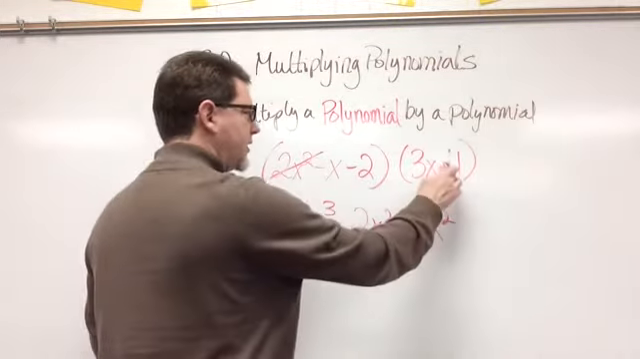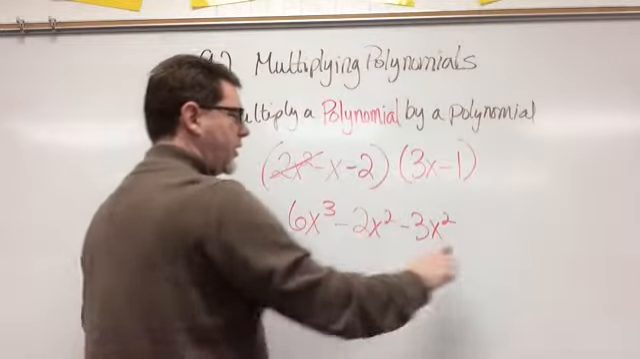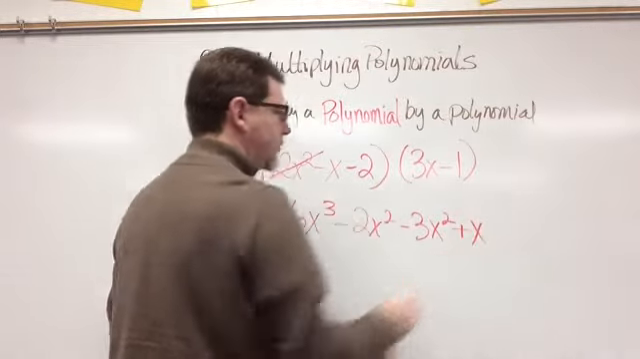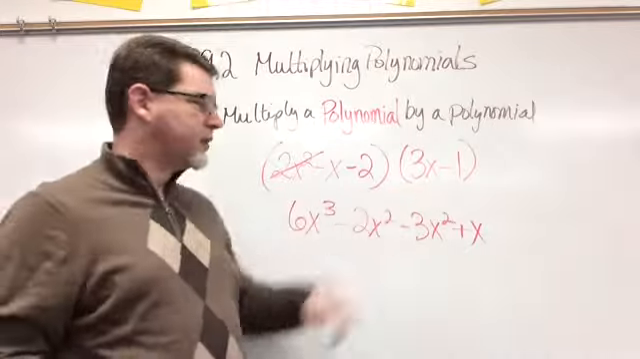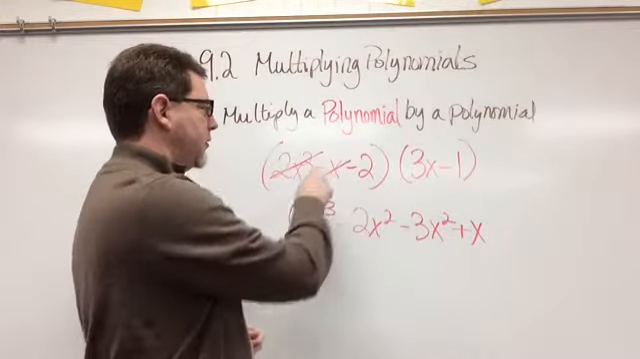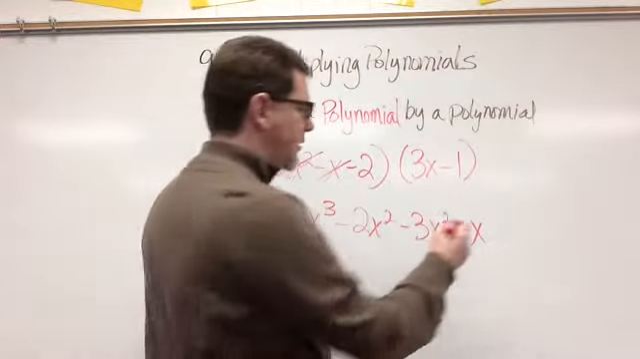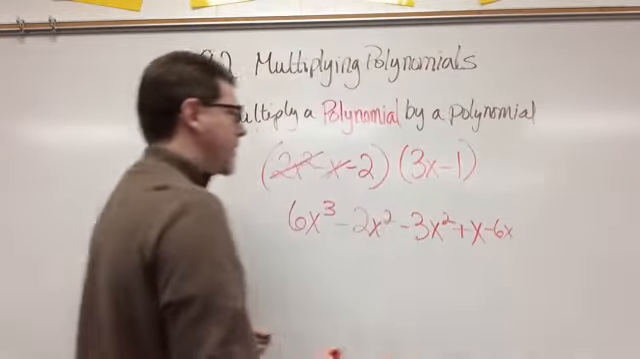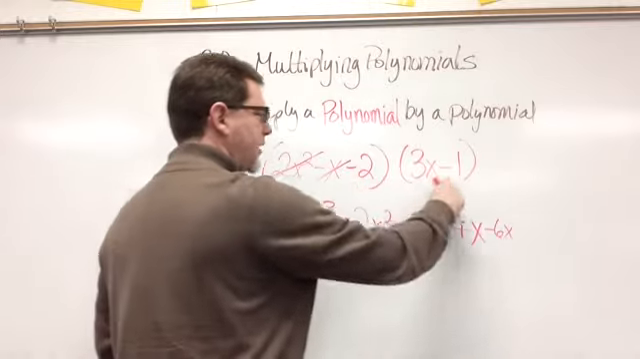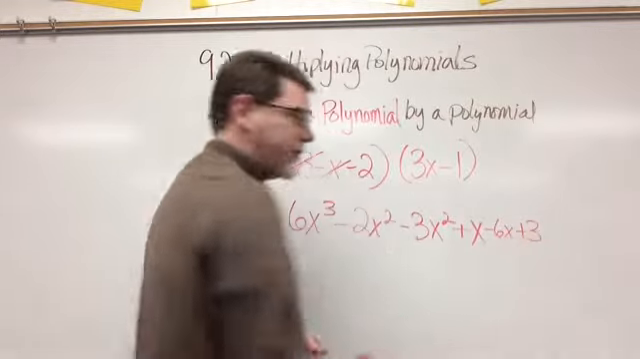And then negative x times negative 1 would be positive x, because negative times negative is positive. Done with that one. Now negative 2 times 3x is negative 6x, and negative 2 times negative 1 is positive 3.